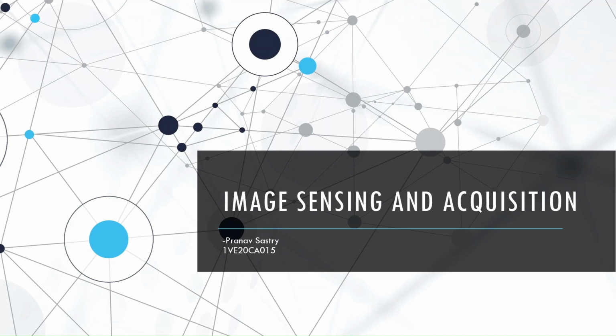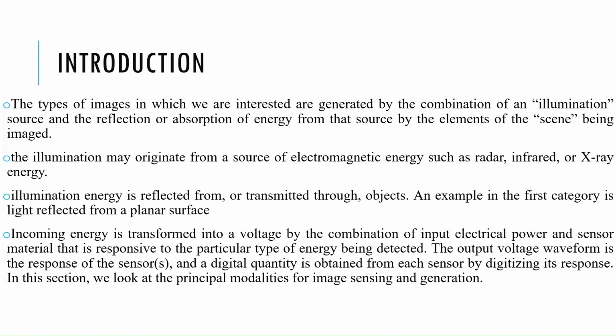This is Pranav from Sri Venkateswara College of Engineering, and in this video we'll be talking about image sensing and acquisition. Image sensing and acquisition is a part of DIP, that is digital image processing, and for us to process any kind of object or image, firstly we'll need a source of illumination and the energy to absorb. We need some kind of sensors. So in this video, we'll be talking about various such things, coming to the introduction part.